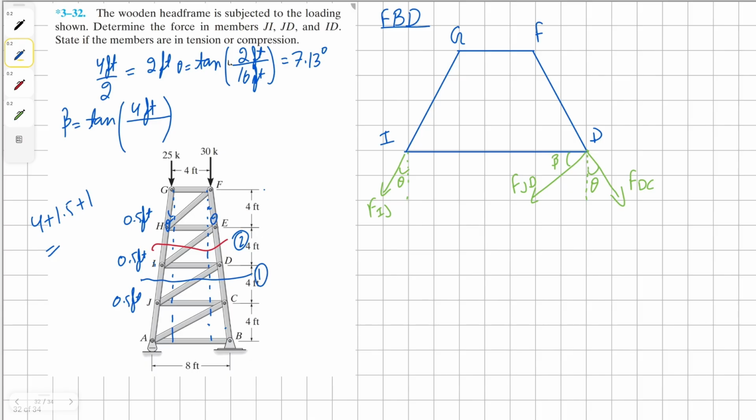to get our length of the horizontal width is going to be 6.5 feet. Tan of 4 divided by 6.5 feet is 31.61 degrees. Now we can take a moment about the point J in order to find our force in member DC.